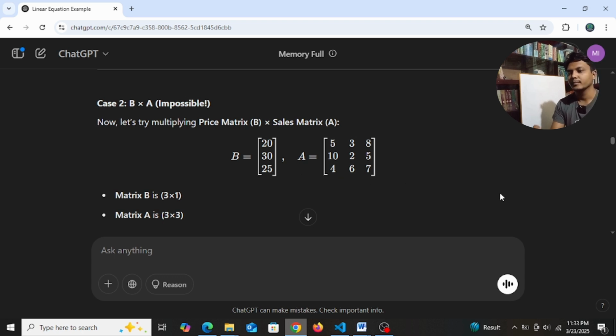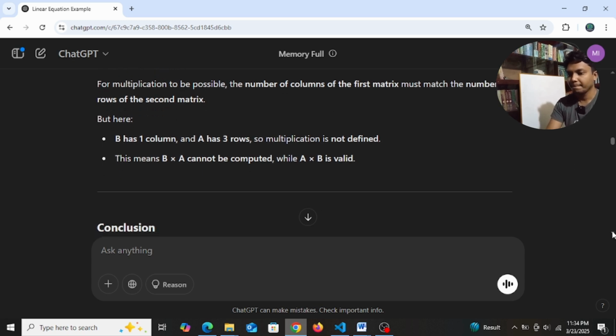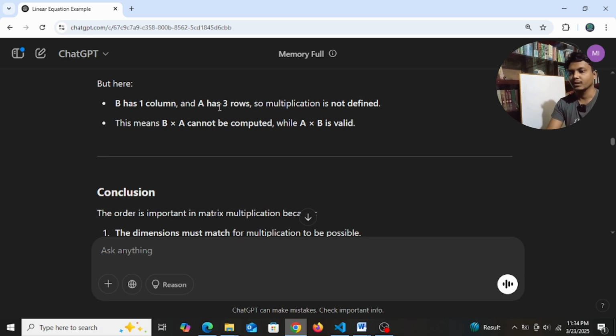This is why, because this thing is behaving as an array, a collection of data. So many data are being presented inside the brackets, so it's not possible to consider this as normal multiplication, right? For multiplication to be possible, the number of columns of the first matrix must match the number of rows of the second matrix. But here B has one column and A has 3 rows, so multiplication is not defined.